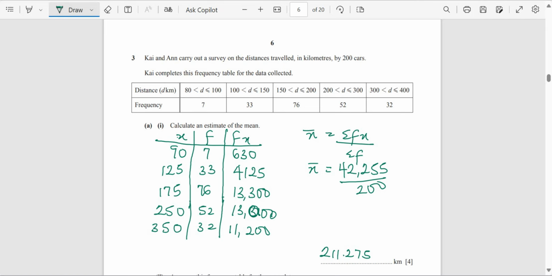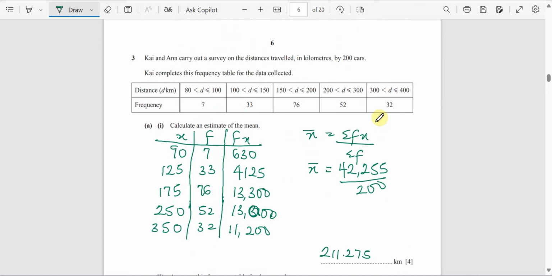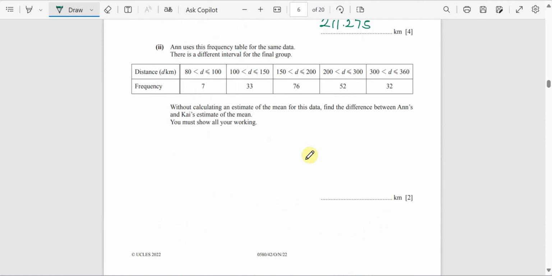211.275 kilometers. That's the mean. Okay. And uses this frequency table for the same data. There is a different interval for the final group. So you can see everything seems to be the same except this group. In this case, the interval used at this side was 300 to 400, while in Ant's case, the interval used was 300 to 360. So, yes, and then the frequency remains the same.